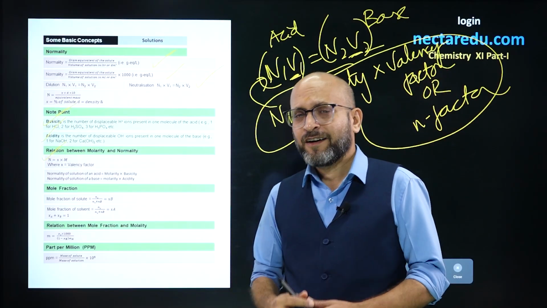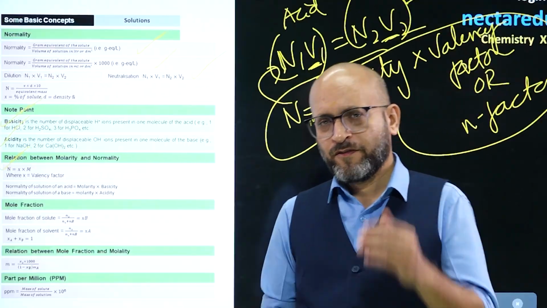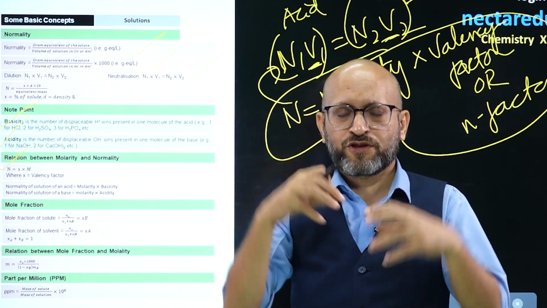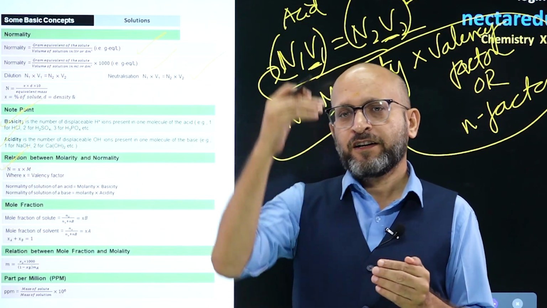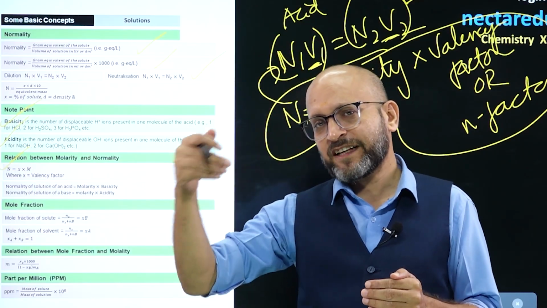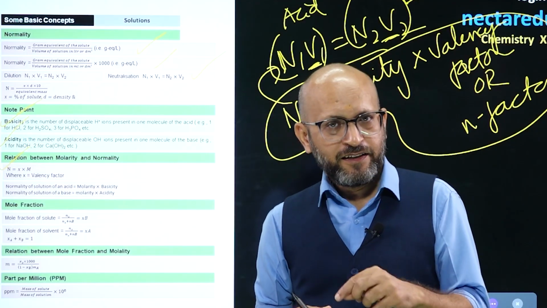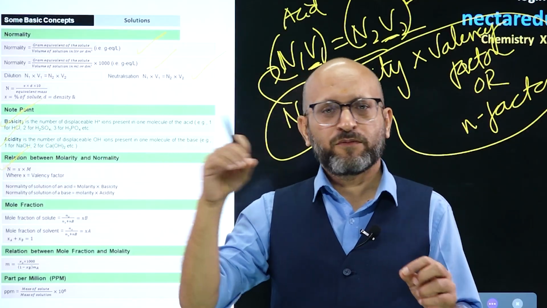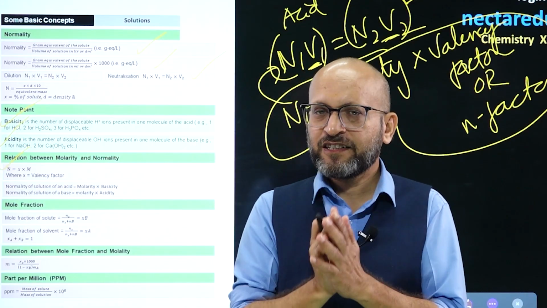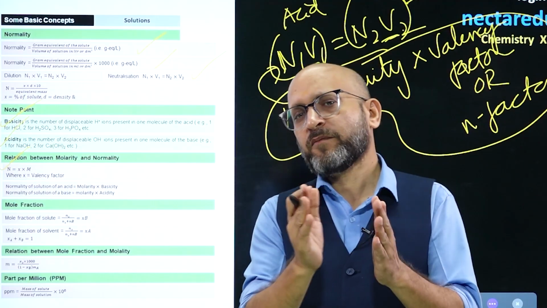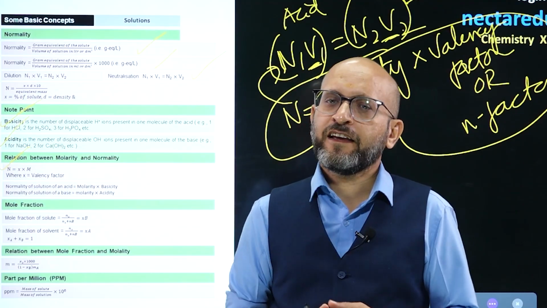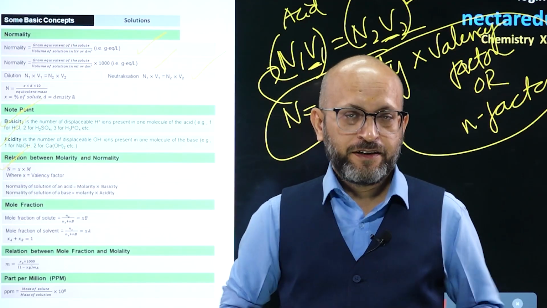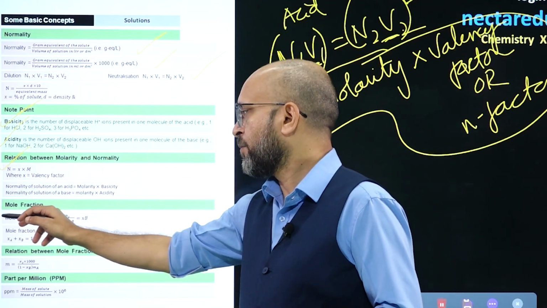Mole fraction. Mole fraction is simple. What is mole fraction? There will be components, let's say A and B are dissolved in a solution. Then mole fraction of A will be moles of A upon moles of A plus moles of B. And similarly, mole fraction of B equals moles of B upon total moles. Mole fraction is represented by X. If you're talking about mole fraction of A, you will write XA. If you are talking about mole fraction of B, you will write XB. Alright. So this is all about mole fraction.